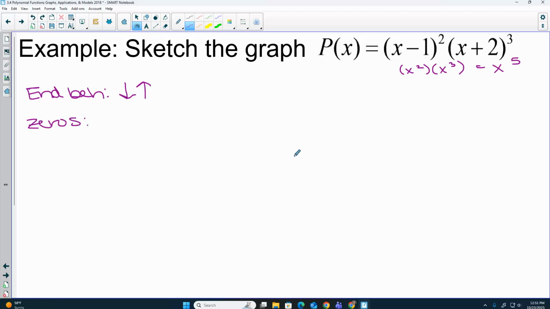My zeros. What makes x minus 1 equal 0? 1. Because that had a square, that's multiplicity of 2. What makes x plus 2 equal 0? Good. Okay, 1. The multiplicity was 2. 2 is even, so what will happen with my graph? Okay, negative 2, my multiplicity is 3. 3 is odd, so my graph will go through. Even bounce, odd through.